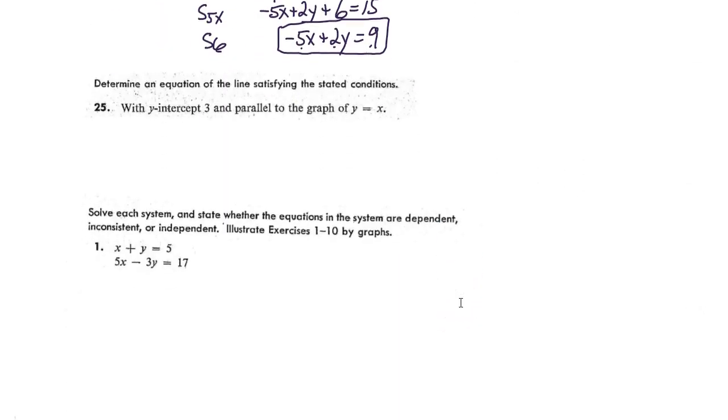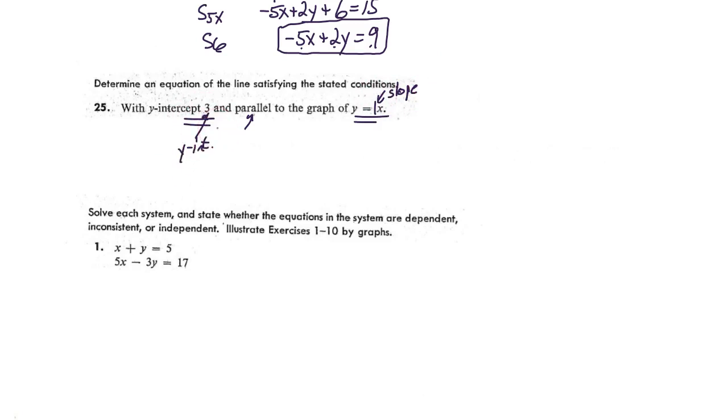Next, determine an equation of the line given the stated conditions. We want our line to have a y-intercept of 3. We want it to be parallel to the line that goes with this equation. Lines which are parallel have the same slope. So what's the slope of this? It's a 1. That's the slope. The 3 is the y-intercept.